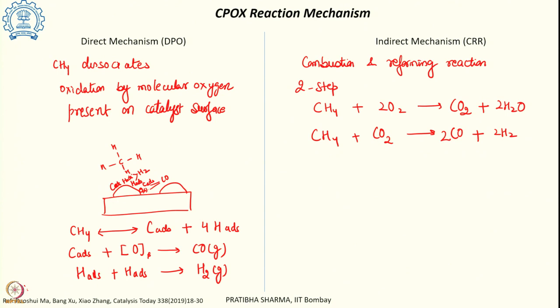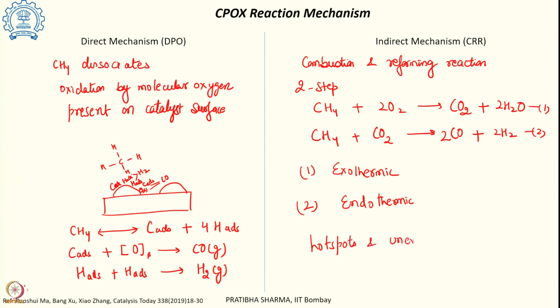In the process, the first one being an exothermic process and the second one being an endothermic process, it can lead to hot spots or uneven temperature distribution inside the reactor. So, these are two reaction mechanisms which are proposed for catalytic partial oxidation.